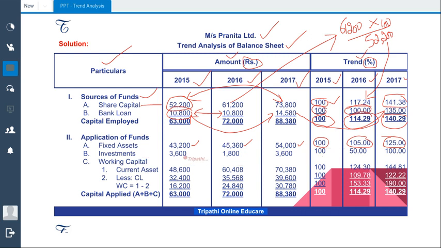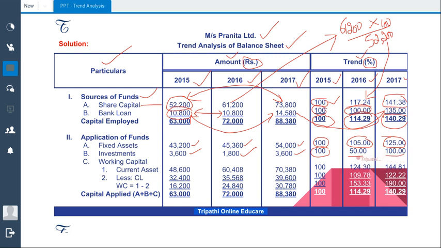Now, if we talk about investment, the first year is 3,600, second year is 1,800, and third year is 3,600. So if we take the first year, 3,600 as the base year, we will have to write 100 over here. So first year is 100%. That means 3,600 is 100%. Based on that, second year is 50%, and third year is 100%.